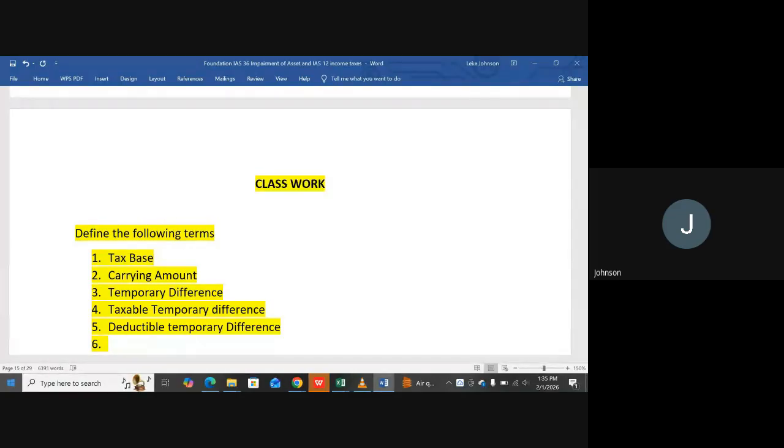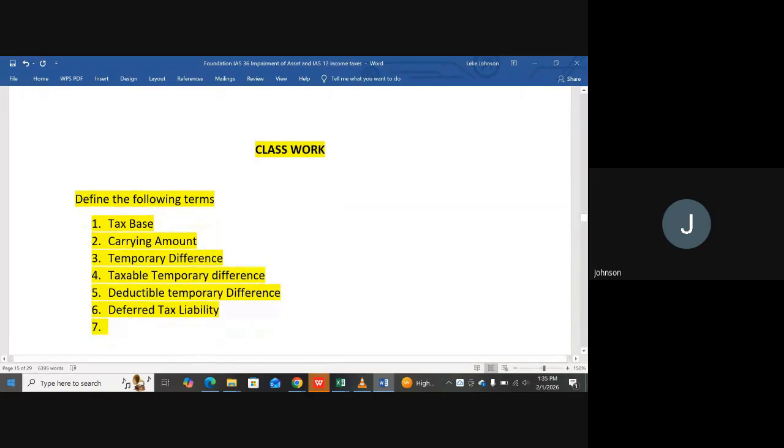Deductible temporary difference. Then, what is the deferred? Okay, double R, deferred tax liability. But the next one, deferred tax assets. Number 4, what other term can you actually define? Is there anything I've not captured?